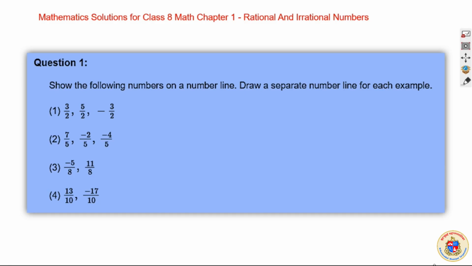I am not going to give you the full answer for all these questions, but something I would like to tell you. You can see that denominators in all these cases are similar. The denominators of all these rational numbers: here it is 2, the next question it is 5, the next question it is 8, next question is 10.